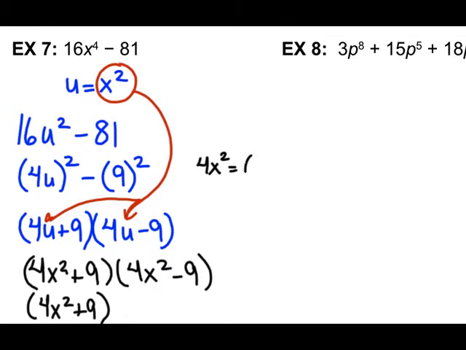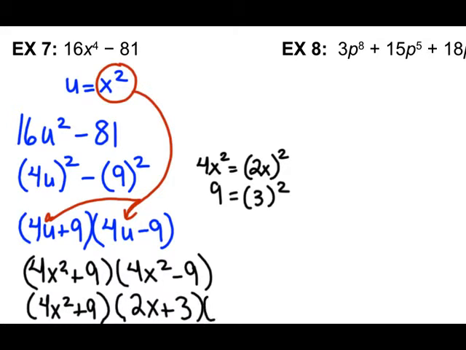is equal to 2x to the second. 2x times 2x gives me 4x squared. 9 is the same thing as 3 squared. Well, then that will break down. So we do 2x plus 3 and 2x minus 3. I don't have any squareds left in that problem, so that's great.